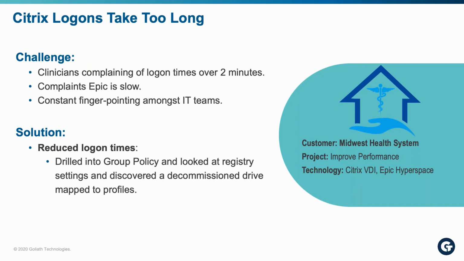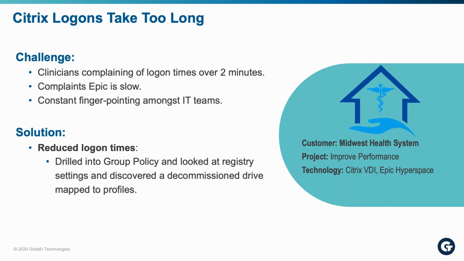We are working with a Midwestern health system, and they came to us because their login times were over 2 minutes on average. And they had endless complaints from their clinicians that Epic was too slow. There was constant finger pointing between the Epic application team, the Citrix team, the network team. Whose fault was it that these logins were taking so long? So together we came in and we identified many root causes. The team was able to execute and get rid of a lot of those issues and ultimately get those logins on average to under 30 seconds.